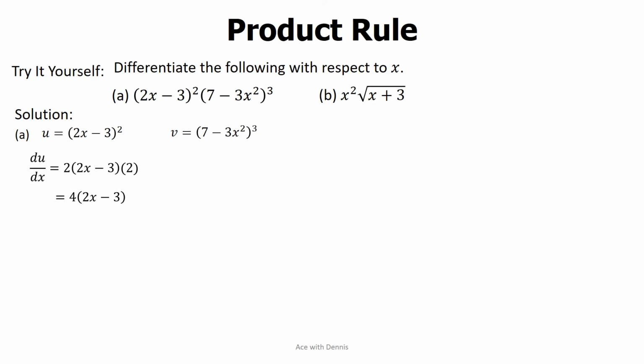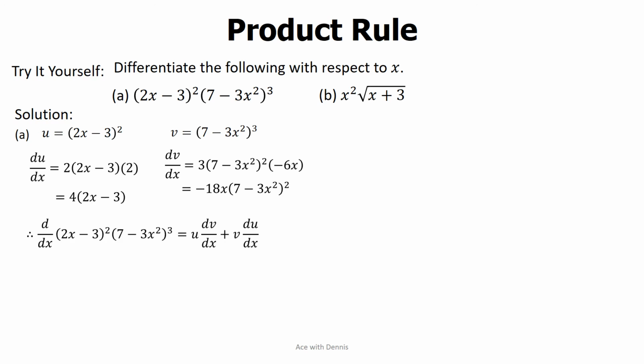For v, it is (7 minus 3x squared) cubed. Differentiate it, dv over dx equals power bring down 3, copy the bracket, (7 minus 3x squared), power minus 1, then we get a square. Differentiate the bracket, we differentiate 7, we get 0. We differentiate minus 3x squared, we get negative 6x. Simplify, we get negative 18x times (7 minus 3x squared) squared.